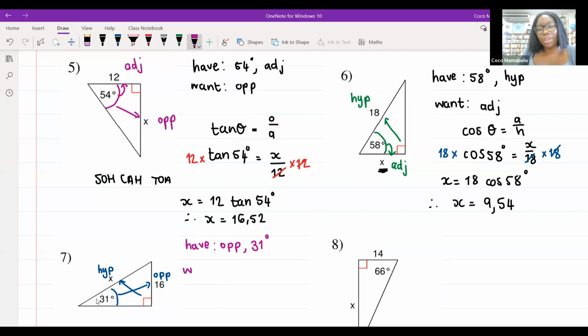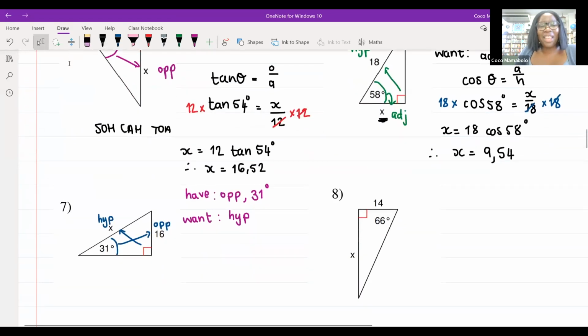What do I want? What do I want, Nolwazi? You want... Okay, I think I heard a high. I think that was hypotenuse. Yes, I think that's the hypotenuse. That's what we're looking for. We're looking for the hypotenuse.